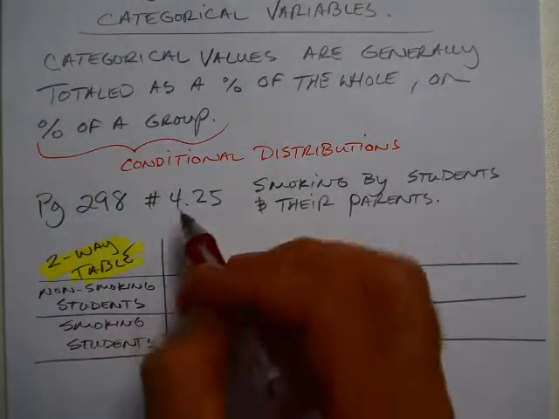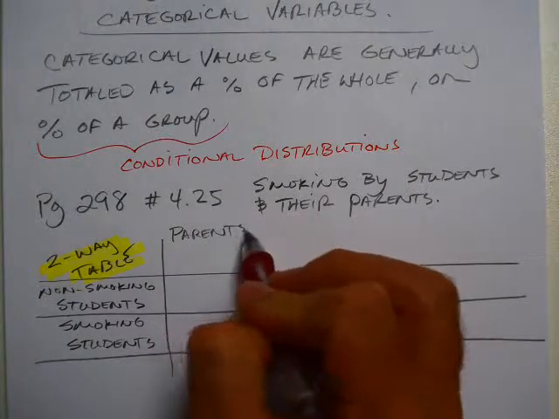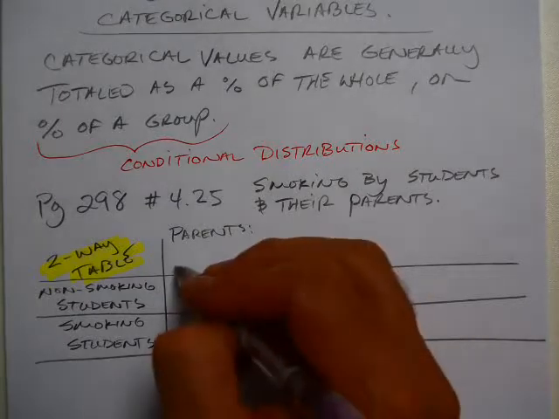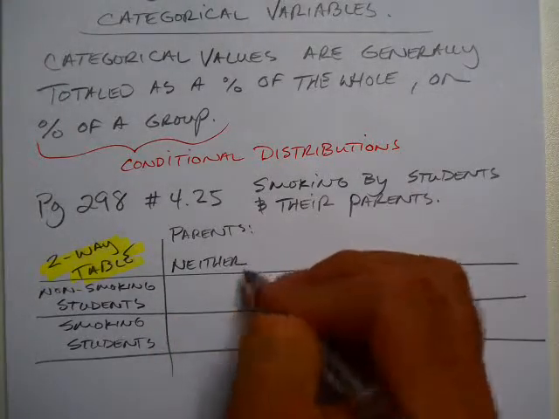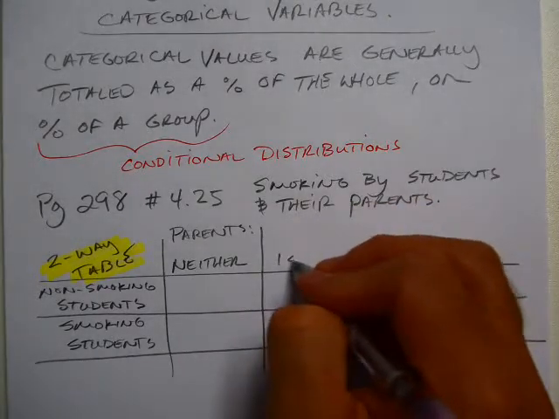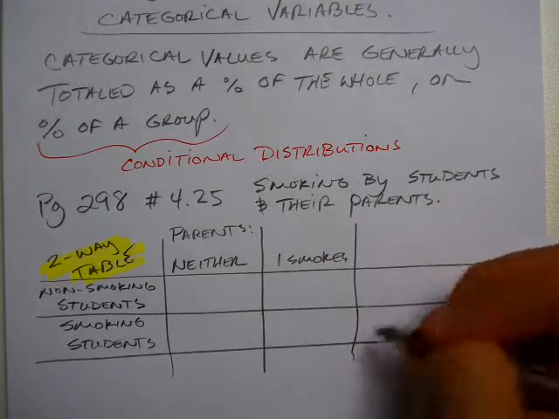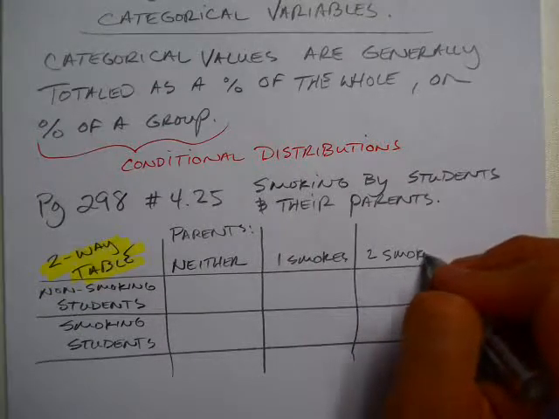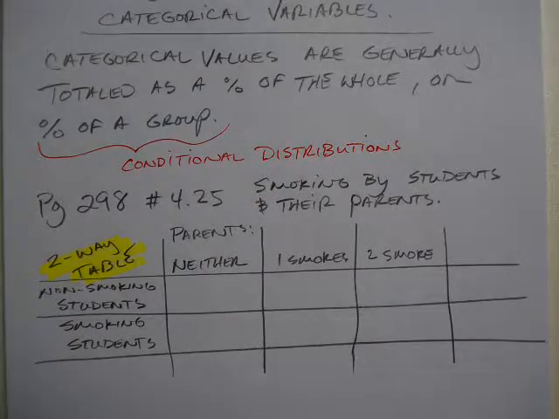So here we're talking about students. Up here we're going to go parents. Parents where neither smokes. One smokes. Both smoke. I'm going to leave a little room there on the end.